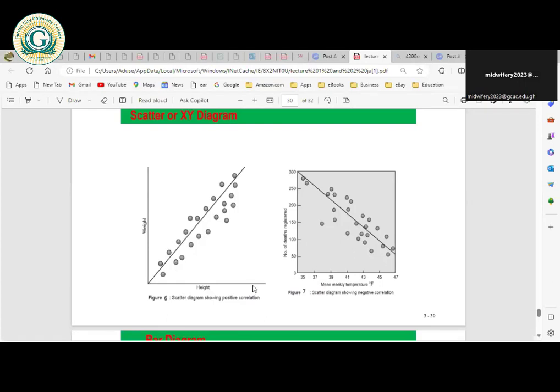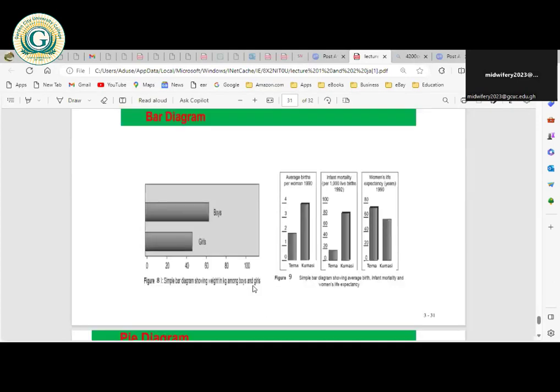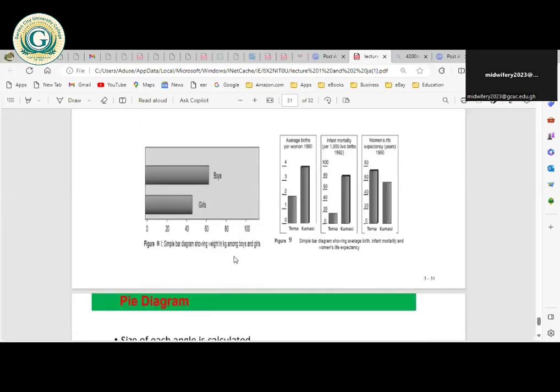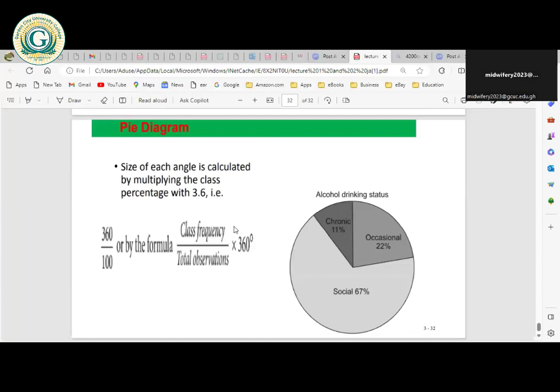And then we have the bar diagram, the bar chart. Don't forget, I said that a bar chart is either horizontal or vertical. The bars are not together. Keep in mind, for a bar chart, the bars are not together. And this is your pie chart. That's the pie chart you are familiar with.